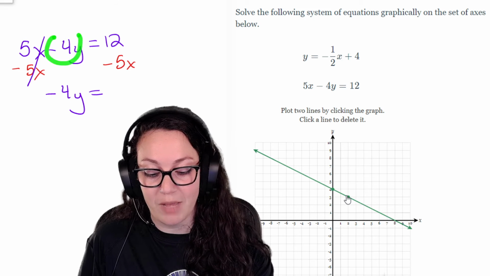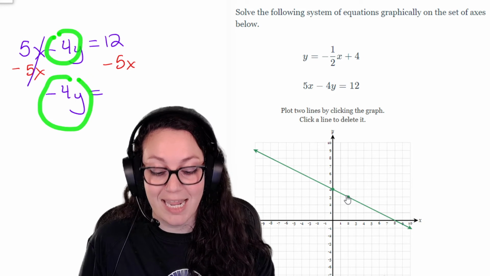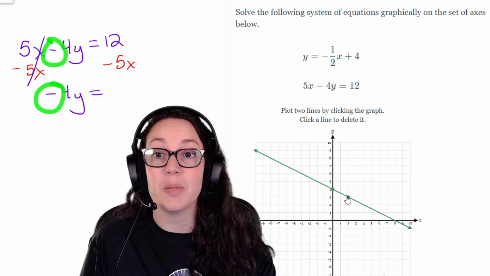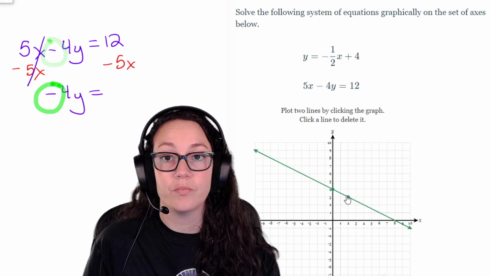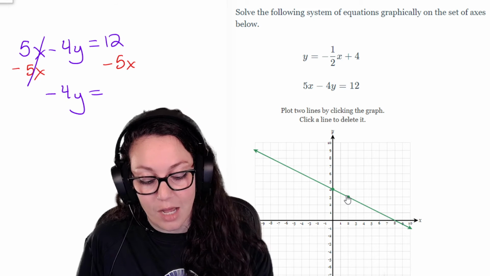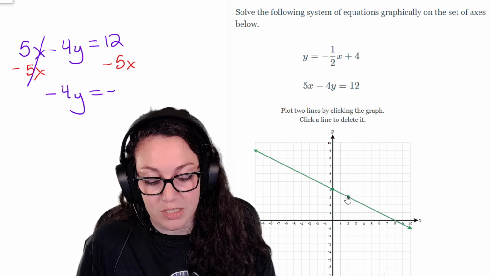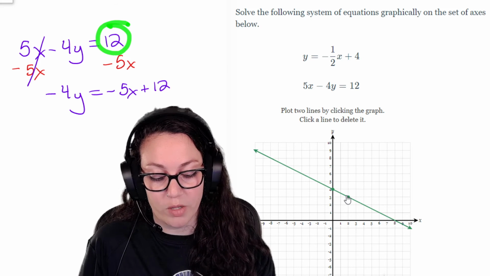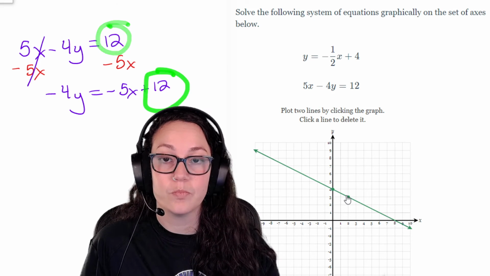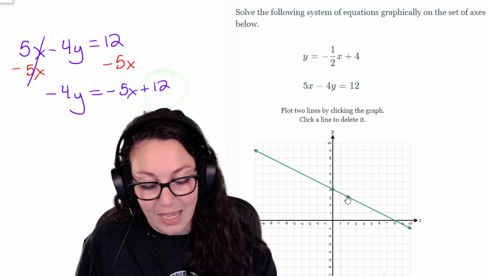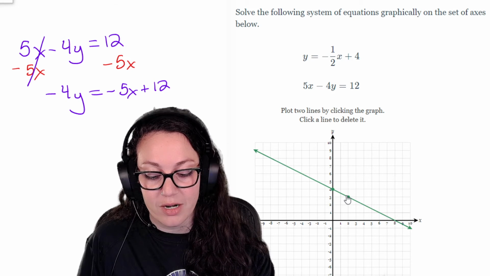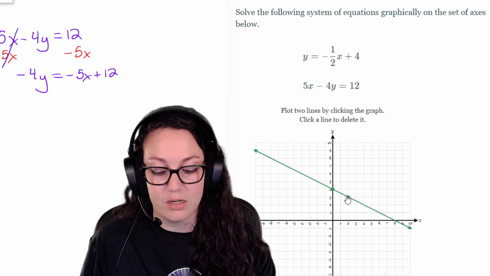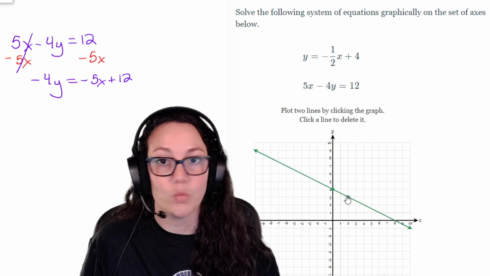Notice, this was minus 4y, so this stays as a negative 4y. This negative sign doesn't disappear. It's still there. Then, I'm going to write this in slope-intercept form. So I'm going to say negative 5x plus 12, because this was a positive 12, so I'm adding it. Now, unlike before, I still have a coefficient that's not 1 on that y, which is no bueno.